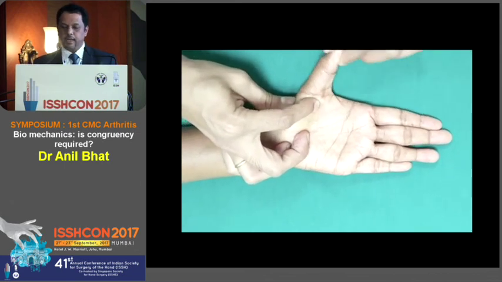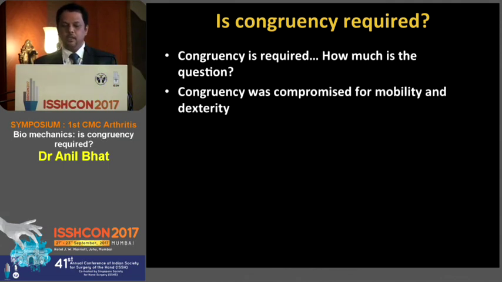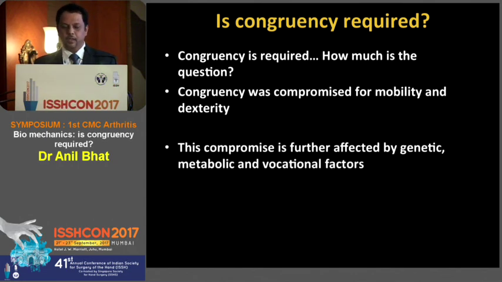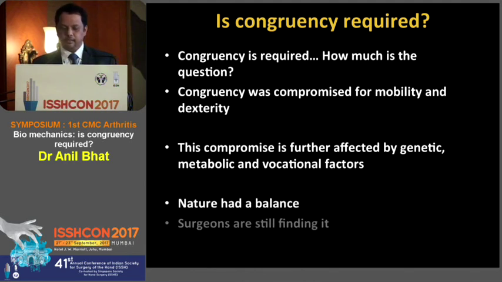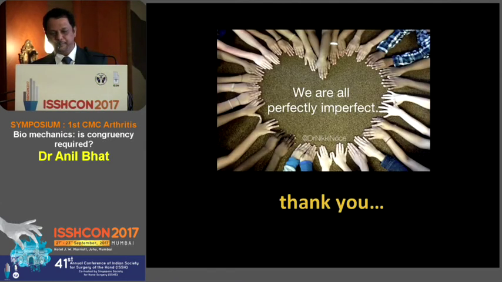So we don't know what the answers are. Is congruency required? Yes, but how much is the question? Congruency was compromised for mobility and dexterity as we evolved. This compromise is further affected by genetic, metabolic, and occasional factors. Nature had a balance, and the surgeons are still trying to find it. Thank you.